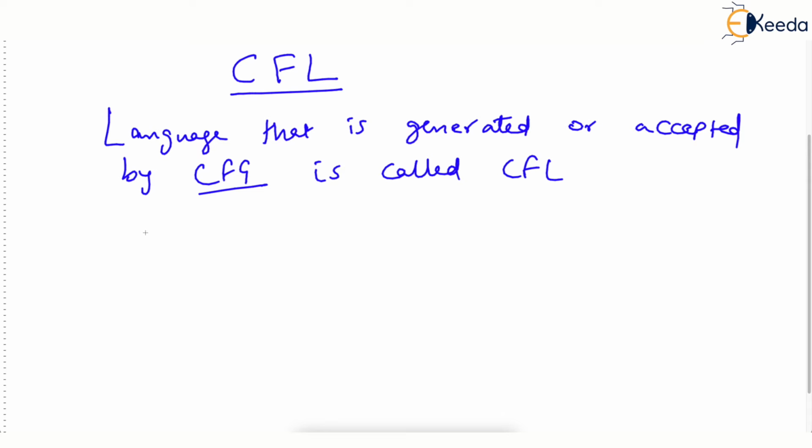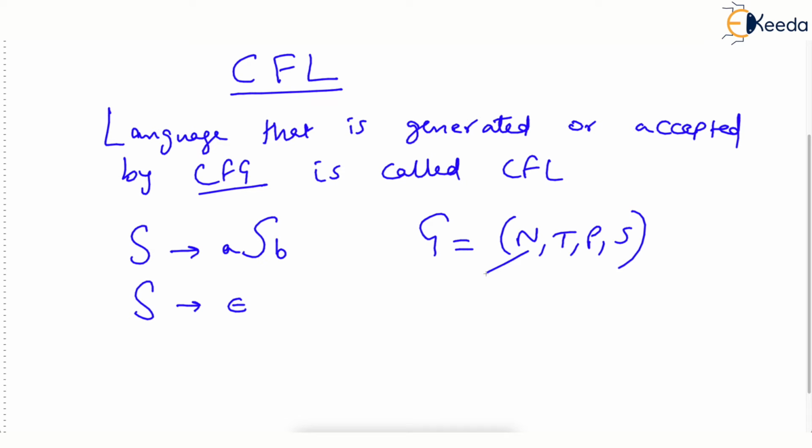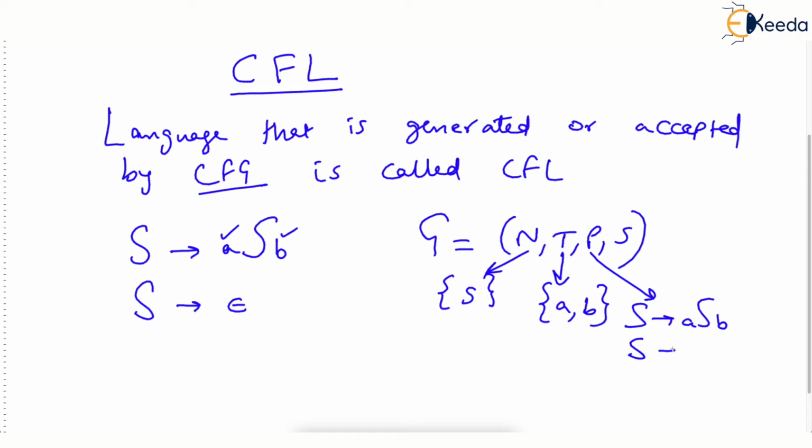As an example, consider this grammar: S derives ASB or S derives epsilon. Just check, there are two productions in this and there is only one non-terminal. If you define this grammar G, there is only one non-terminal S, which is also the start symbol. Then there are two terminals, A comma B. As you see, A and B are the terminal symbols, and there are two productions as given: S derives ASB and S derives epsilon, and this S is the start symbol.